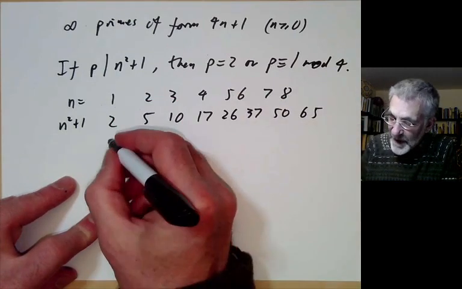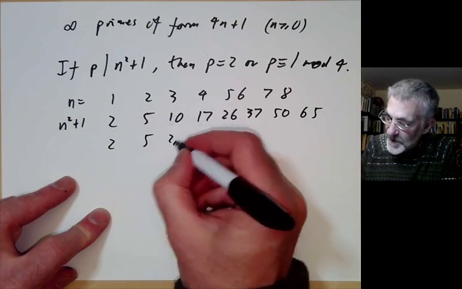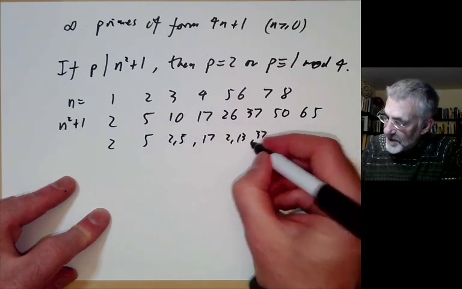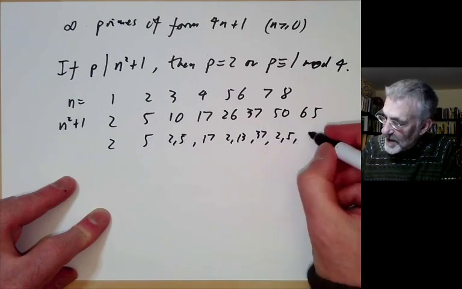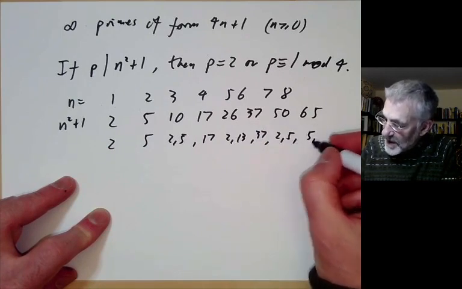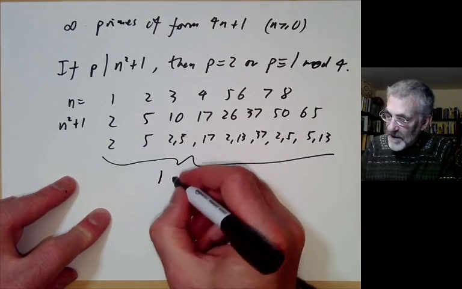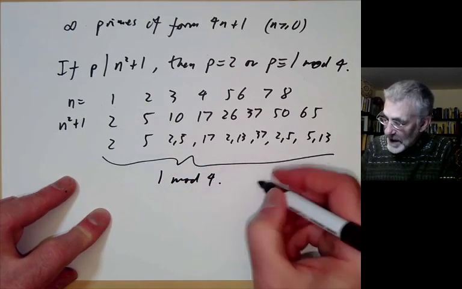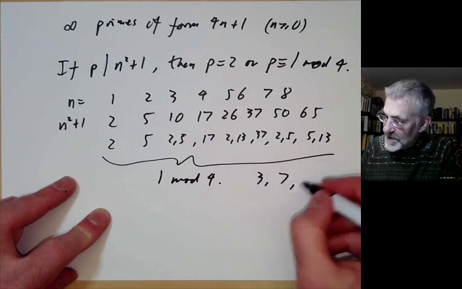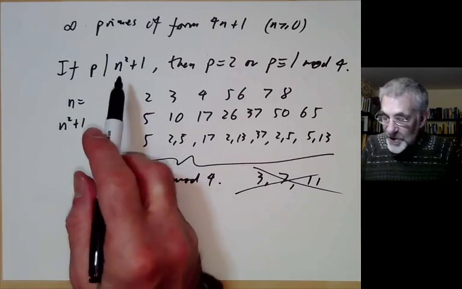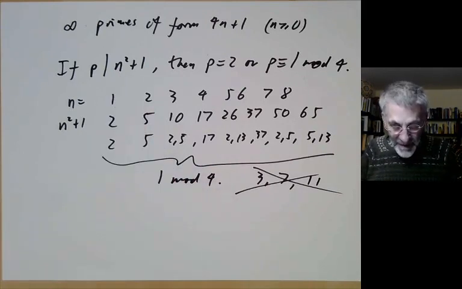If we look at the prime factors, we get 2, 5, 2 and 5, 17, 2 and 13, 37, 2 and 5, and here we get 5 and 13. We notice that all these numbers are 1 modulo 4, and we never get numbers like 3 or 7 or 11. So we can show this using Fermat's theorem.